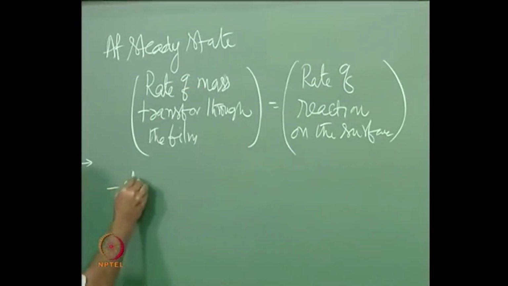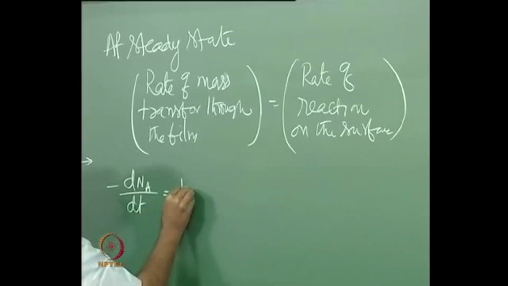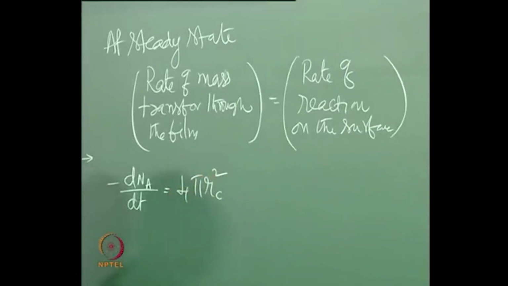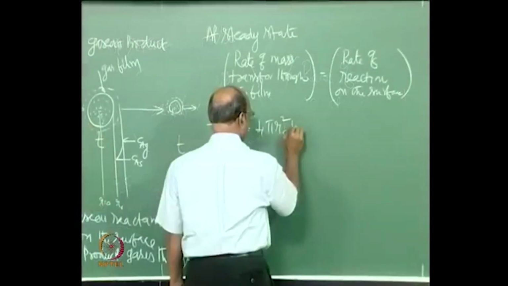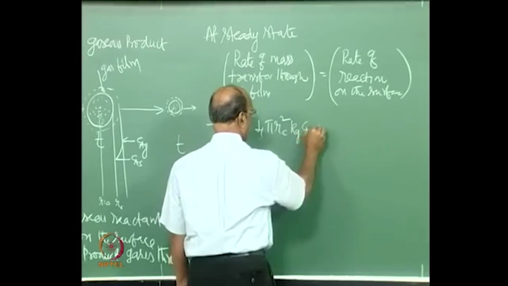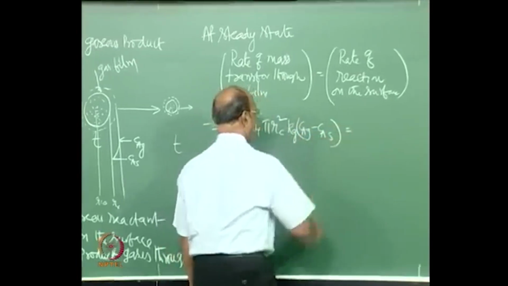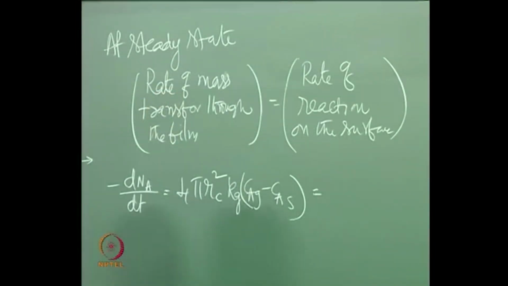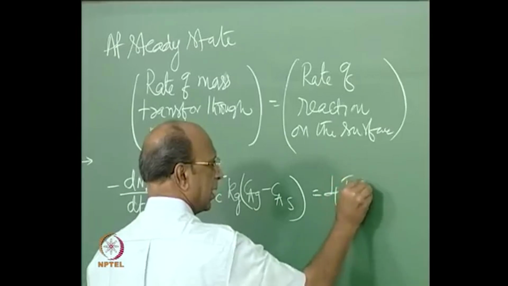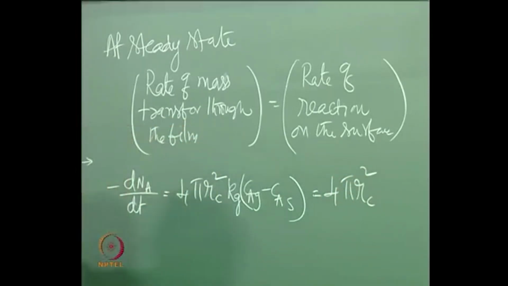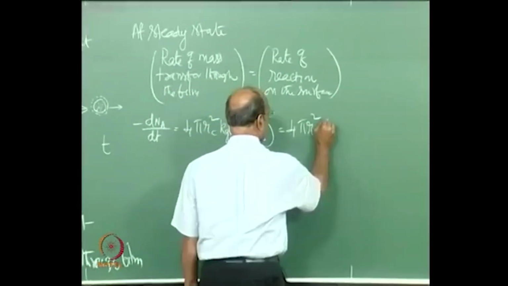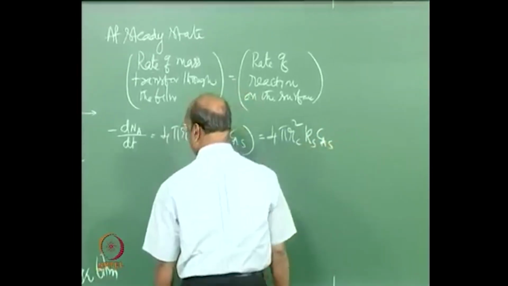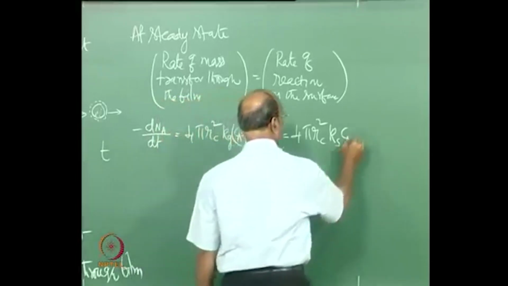So, this will be minus dNA by dt. If I write in terms of equations, this is simply 4 pi r c square, which is the area, times the mass transfer equation, kg (CAG minus CAS), equal to, if I assume first order reaction, 4 pi r c square, since the reaction is on the surface every time, times Ks CAS. So, this is equation 1.